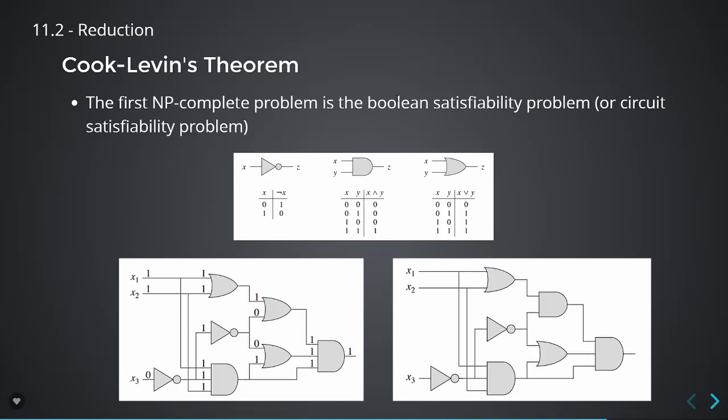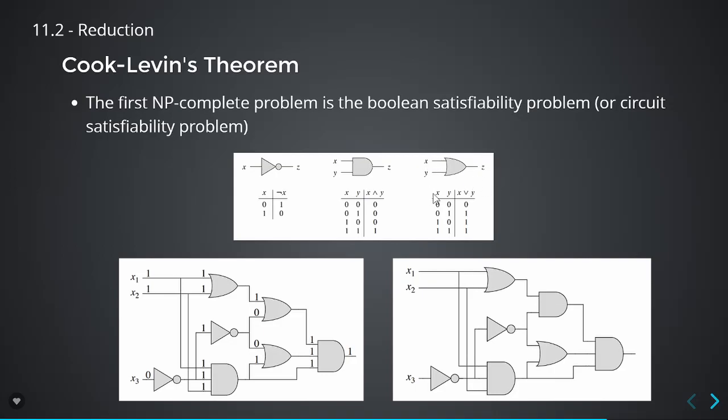What is circuit satisfiability? Well, you have a bunch of circuits here. You have the NOT gate, the AND gate, and the OR gate. You know what these operations are, right? With the OR gate, if X and Y are both 0, then it's going to come up with 0 as well. If one of them is 1, or both of them are 1, then you're going to get a 1.